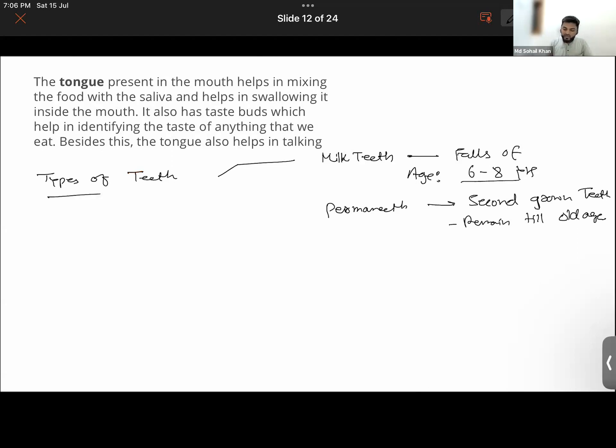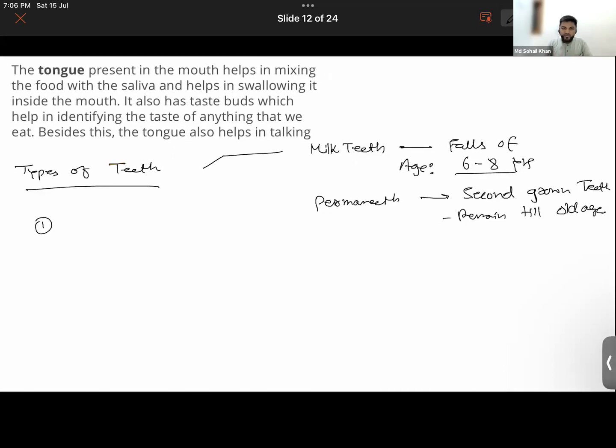Okay, now talking about the types of these, we have 4 classifications. One of them is incisors. Their number is how much? Total 8. 4 on upper jaw, 4 on lower jaw. Right, guys? Sorry, let's talk about its function as well. Function basically involves cutting and biting.